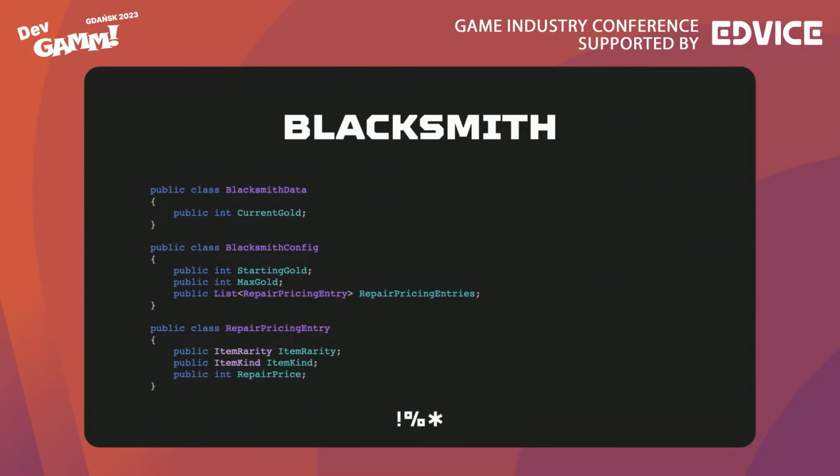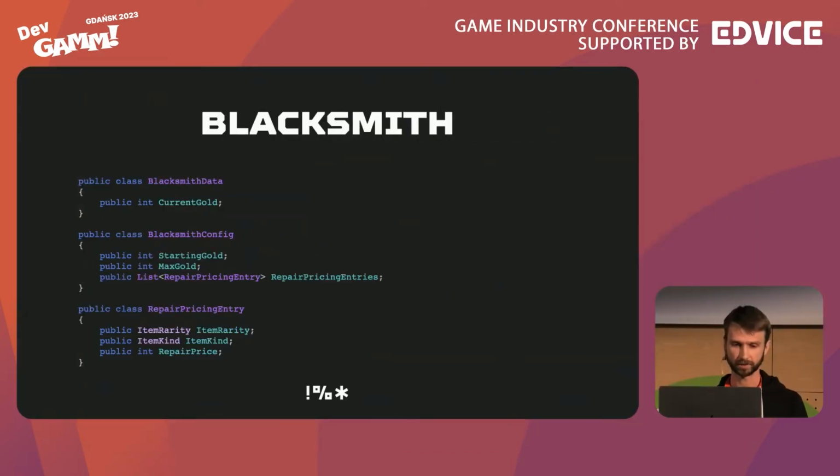So if we start with the data, we will see it's pretty simple. We can have just the blacksmith current gold property. We also have some basic blacksmith config with some starting max gold and the list of pricing entries. So if we want to repair a legendary sword, it will be much more expensive than fixing, I don't know, some epic helmet or something like that.